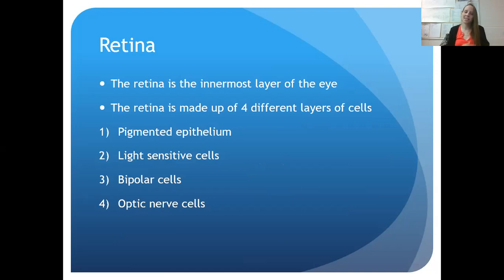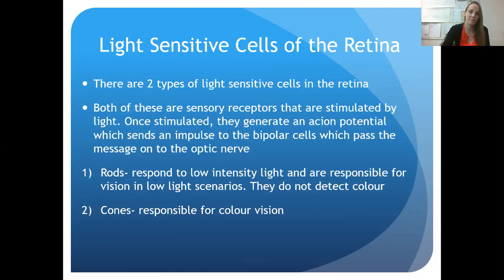And then the retina is the innermost layer of the eye. It is made up of 4 different types of cells. You have the pigmented epithelium, the light-sensitive cells, the bipolar cells, and then the optic nerve cells. The light-sensitive cells are also called the photoreceptors. Essentially, they are stimulated by light, and when they're stimulated, they generate an action potential and send out their impulse. The impulse then goes from the light-sensitive cells to the bipolar cells, which then pass that signal on to the cells in the optic nerve.